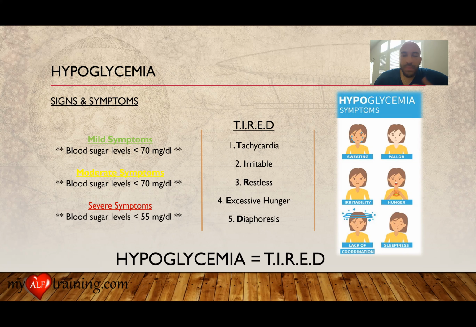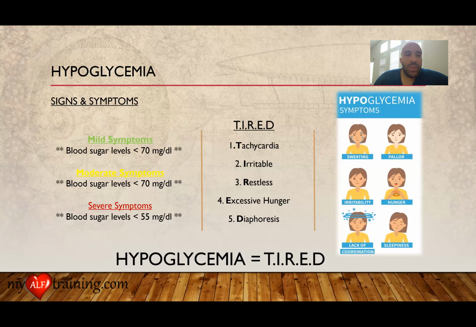Now, at what blood sugar level is a patient hypoglycemic? Well, hypoglycemia is classified in several different ways, but the most common and the way that I'm going to share with you is a blood sugar level of less than 70 milligrams per deciliter. That's when you can expect the patient to exhibit mild symptoms of hypoglycemia. Moderate symptoms would be less than 70 as well. It's not that big of a change.